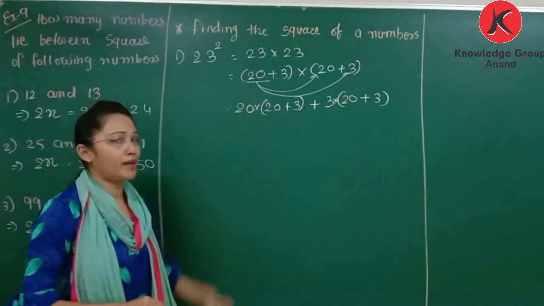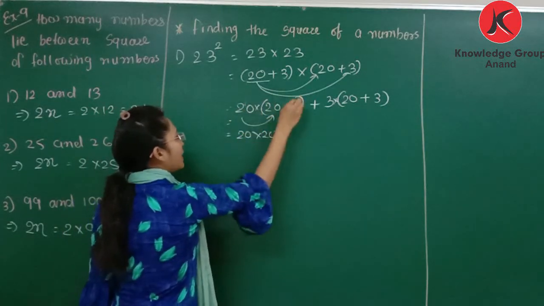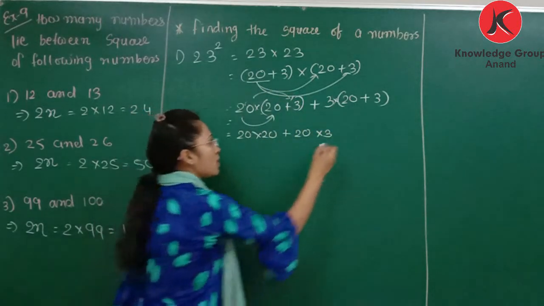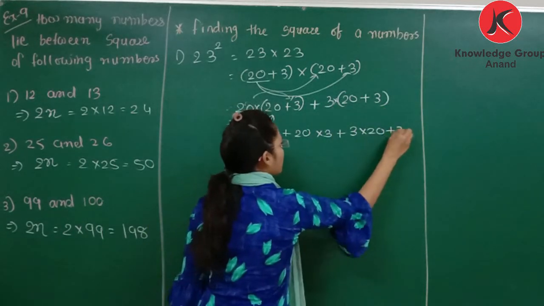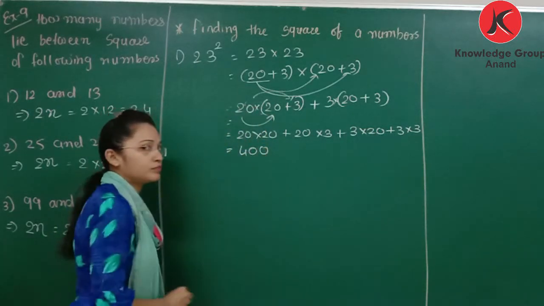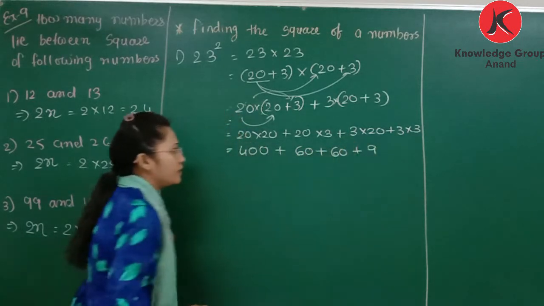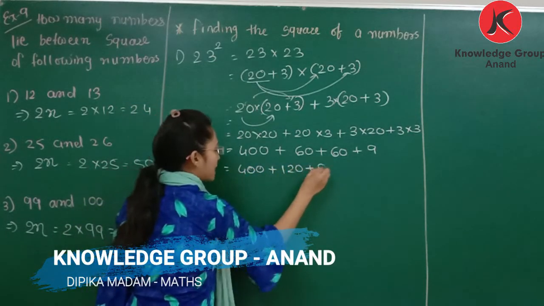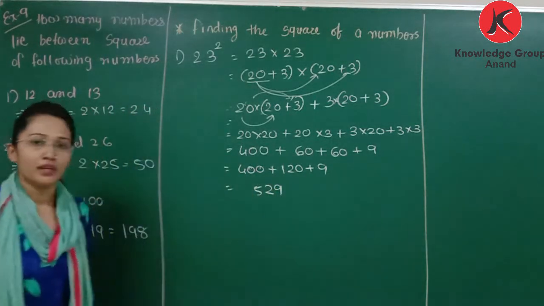Now open the bracket. 20 is multiplied with 20 and 20 is multiplied with 3. Here addition between them, plus 3 is multiplied with 20, 3 is multiplied with 3. Now multiplication, 20 multiplied 20, 400, 60 plus 60 plus 9. Now if you add these numbers, 400 plus 120 plus 9, 529. So this is the square of 23.